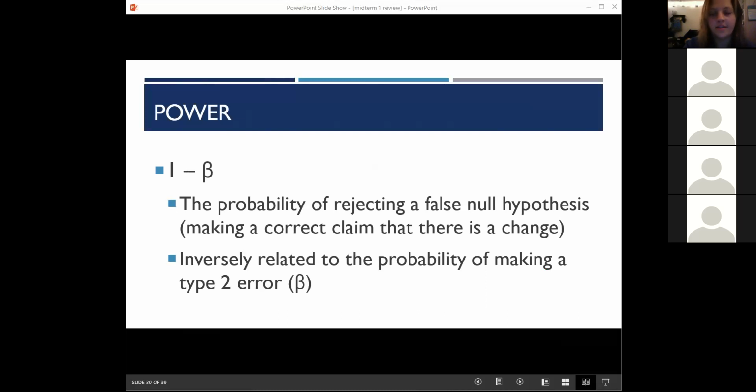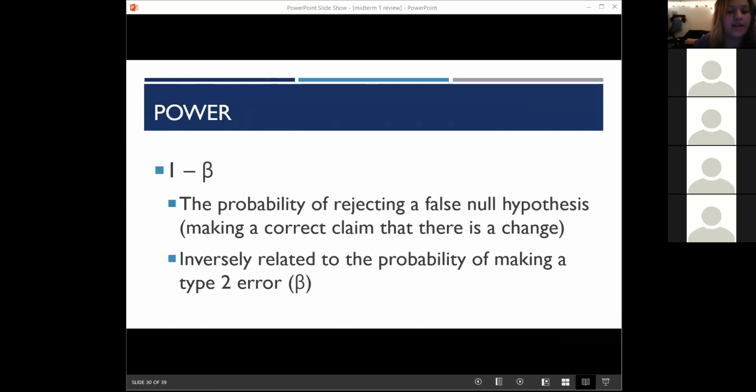So that sounds like a double negative. It's basically saying that you correctly said that there's some sort of change going on. So that's all that power is. It's just the definition of it. And power is inversely related to the probability of making a type 2 error, because the probability of making a type 2 error is going to be beta. And then if you do 1 minus beta, obviously if beta goes up, your power is going to end up going down in that case.